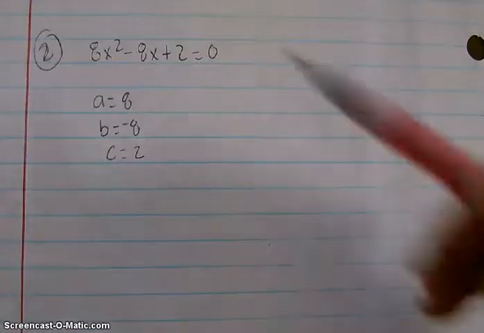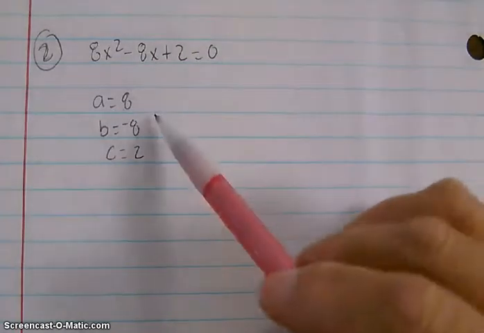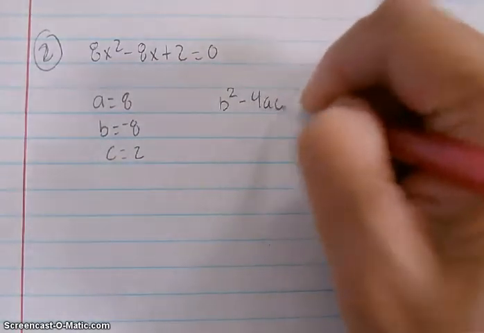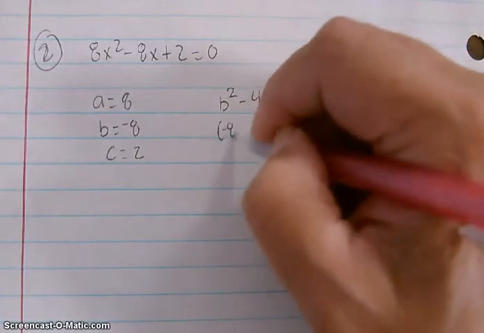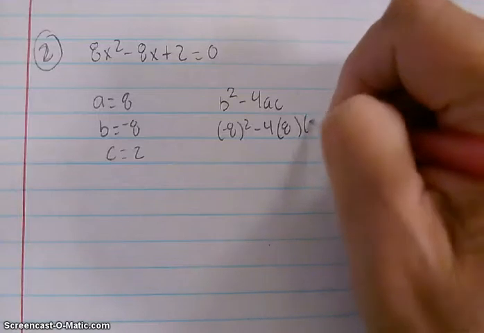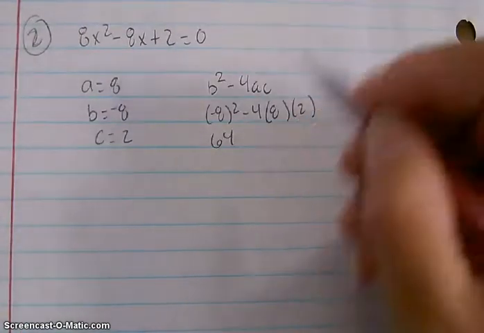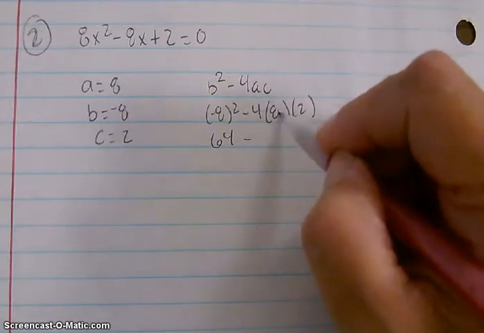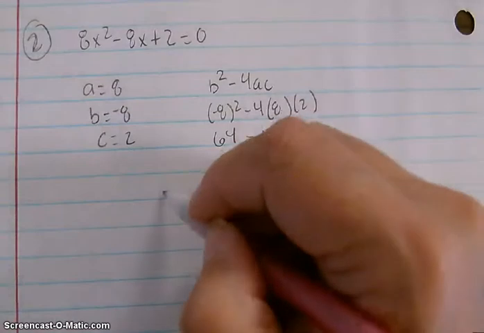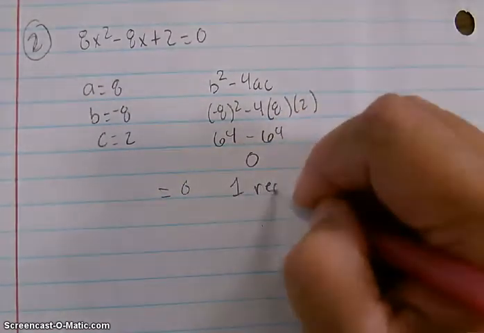Okay, my second example, I'm going to do the same thing. I know it's in standard form. I've identified my a, b, and c values, so I can plug it into the formula b squared minus 4ac. So I have negative 8 squared minus 4 times 8 times 2. Negative 8 squared is positive 64. Minus 4 times 8 is 32, times 2 is 64, so that is 0. So I remember from my notes that if it's equal to 0, I have one real solution.